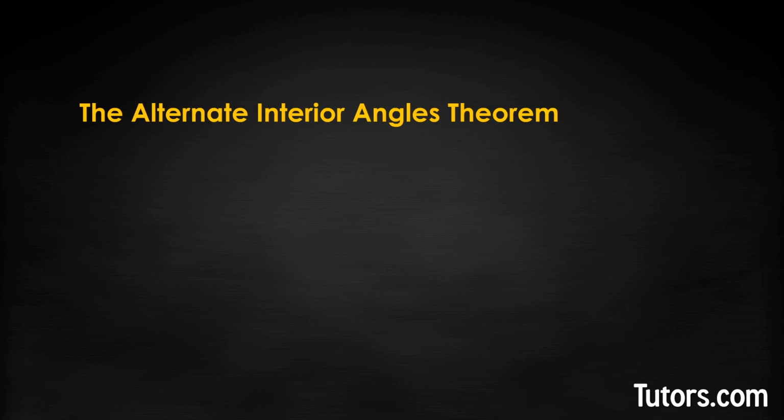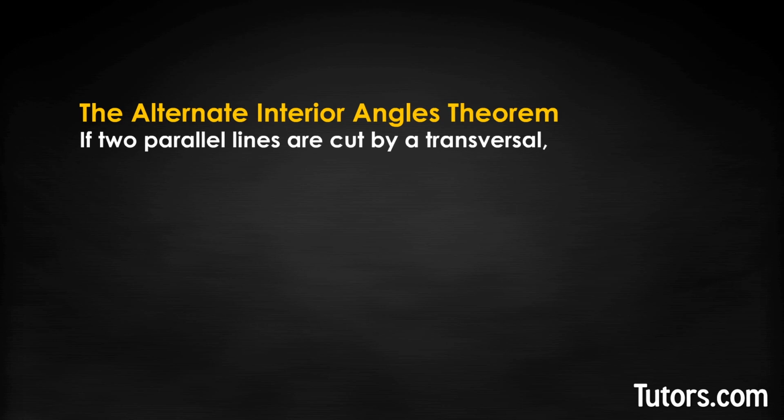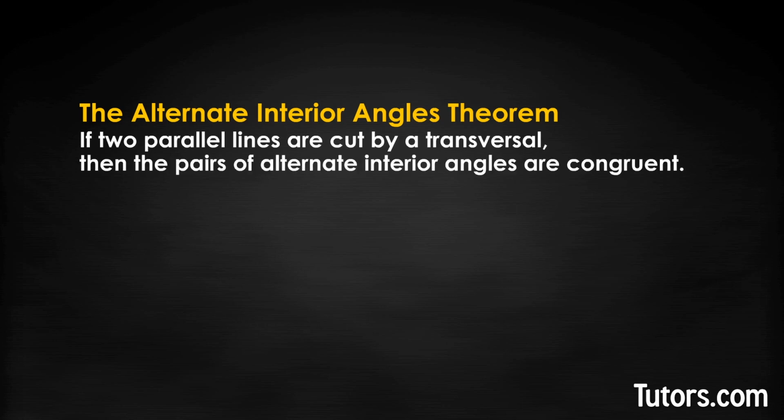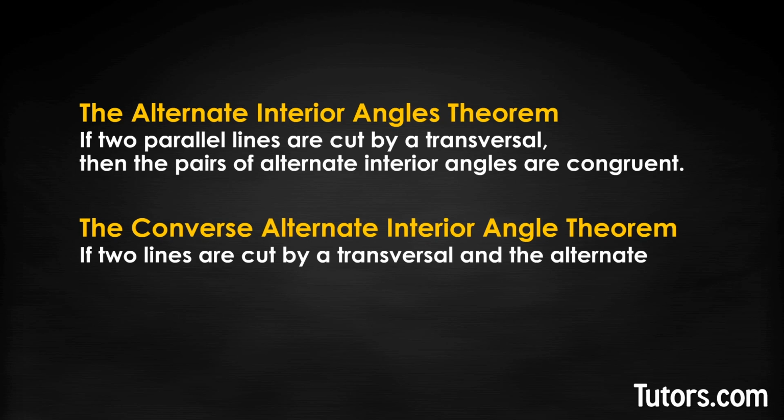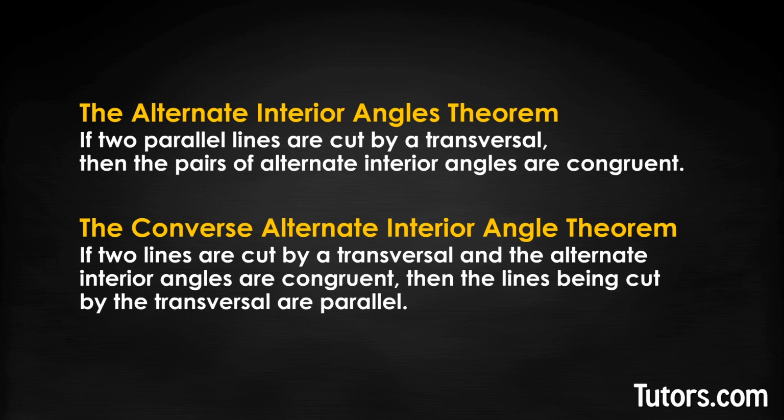The alternate interior angles theorem states that if 2 parallel lines are cut by a transversal, then the pairs of alternate interior angles are congruent. The converse of the theorem is also true. The converse of the alternate interior angles theorem states that if 2 lines are cut by a transversal and the alternate interior angles are congruent, then the lines being cut by the transversal are parallel.